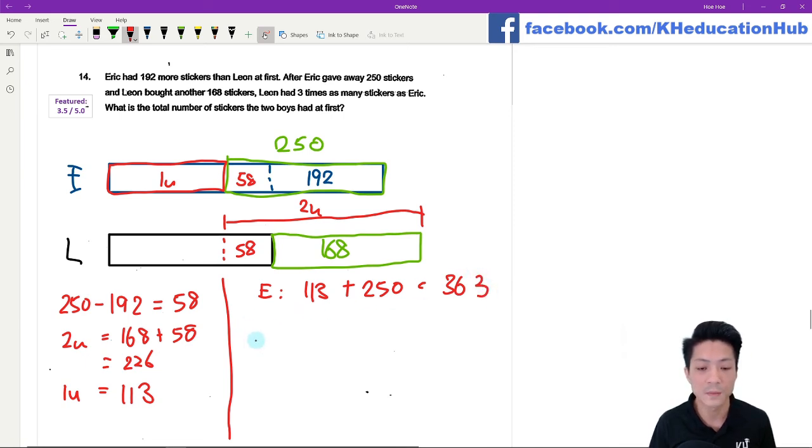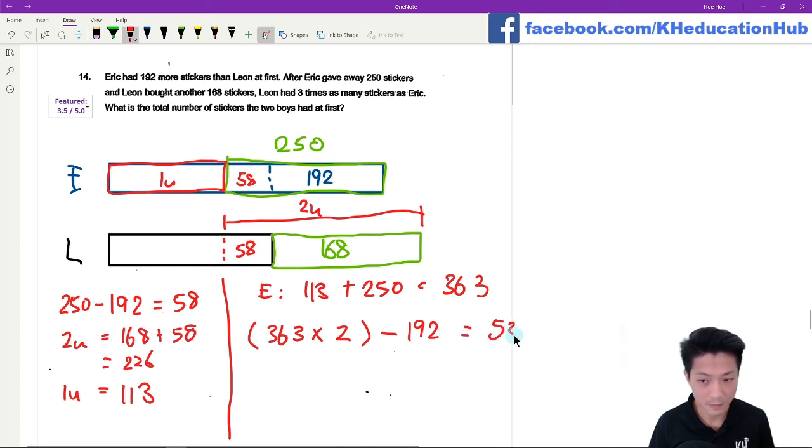$363. Okay, so to find the total number of stickers the two boys had at first, I'm going to use 363 multiplied by 2, and then after that I'm going to minus away the extra, which is 192. Okay, so the answer is 534.